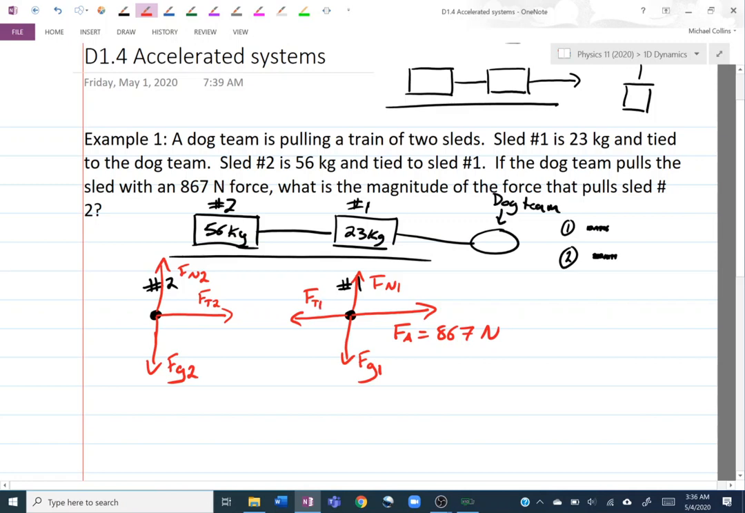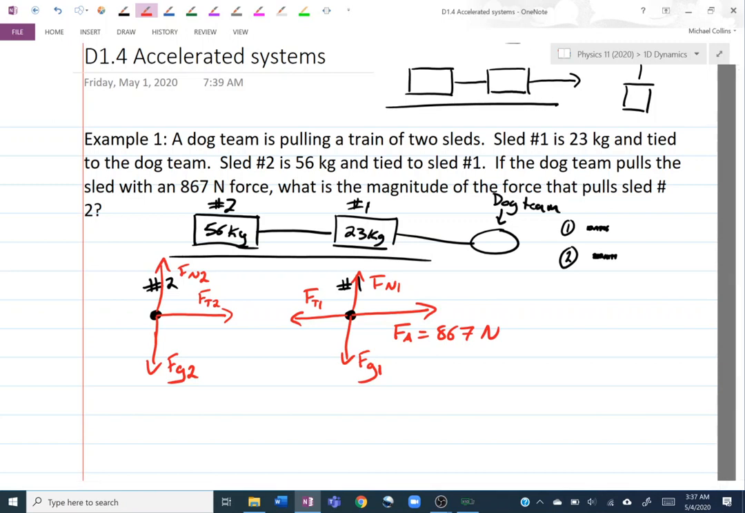Some people don't like this. They get a little bit confused and they say, well, why? That doesn't make any sense. What about Fa? And Fa, yeah, there would be an equal and opposite force on that dog team as well, pulling it backwards of 860 newtons. But again, we're not counting this dog team as part of this system. We don't even know the mass of the dog team. We don't know what force acts on the dog team. We just know that the dog team is pulling the sleds with an 867 Newton force. So we're not going to think about the dog team right now.